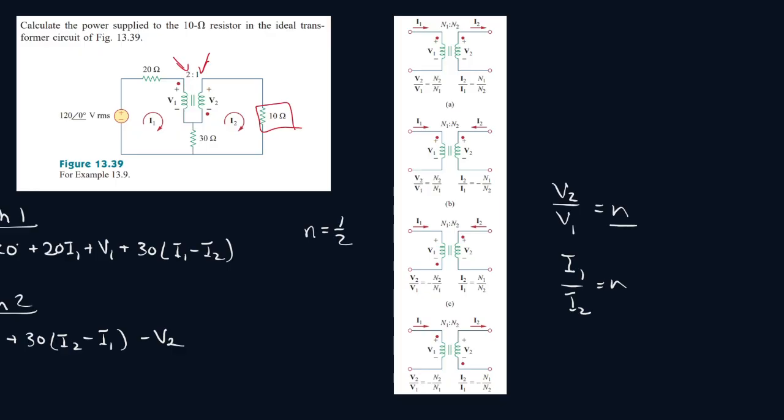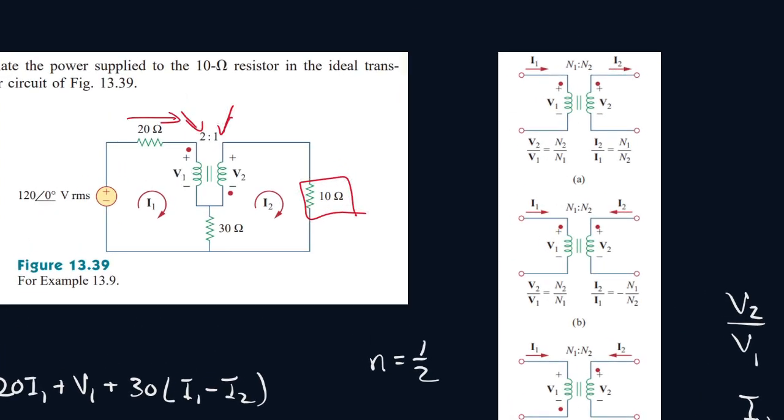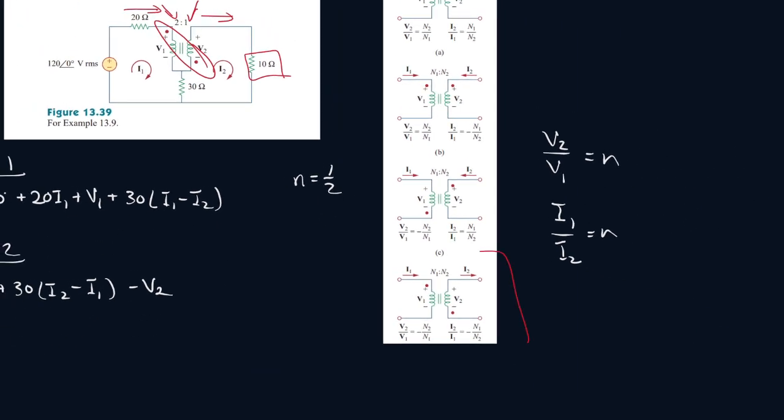We also need to know the sign of N by using the sheet we have here. So let's see, I1 is moving here and I2 is moving here. The dots are facing opposite to each other, so this one's a match. So that means they're actually equal to negative, so negative N, so negative 1 over 2.